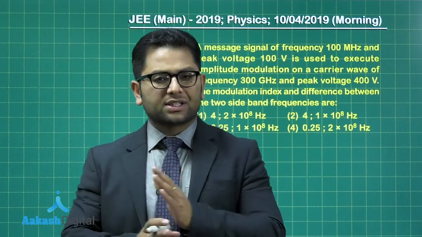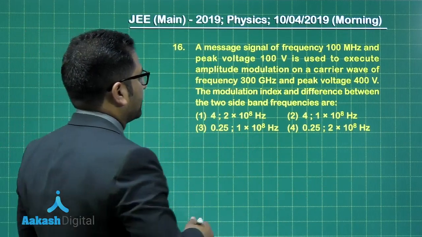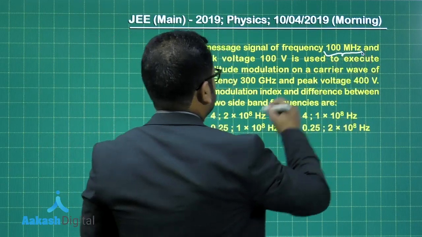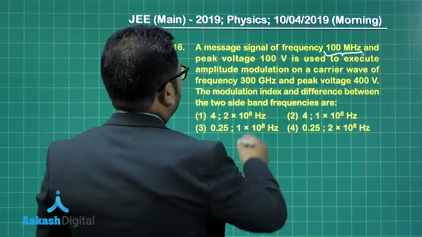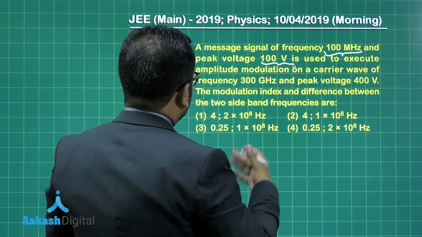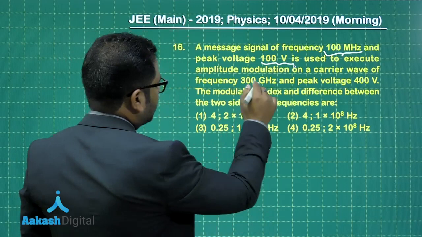But I'll tell you, the question is very straightforward. A message signal of frequency, this much has been given, 100 megahertz, and peak voltage 100 volt is used to execute amplitude modulation on a carrier wave of frequency of this much. So let's write the values.